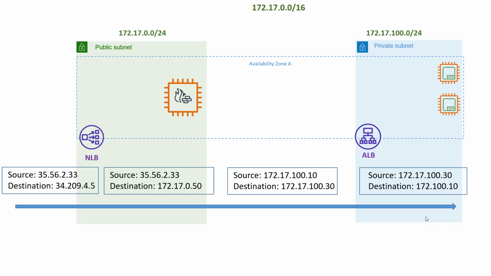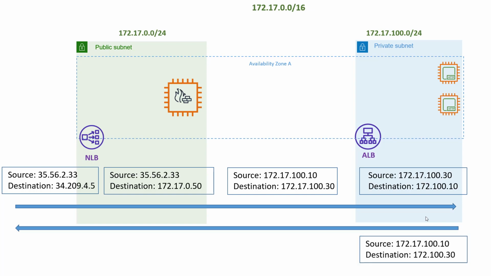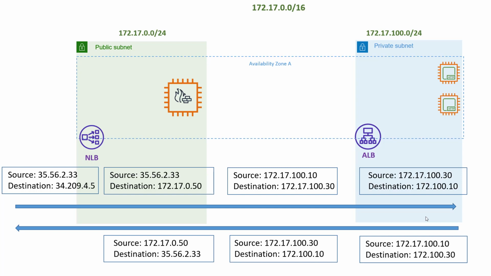Let's take a look at the return path. The packet leaves the web server, hits the ALB. The ALB sends it towards the trusted ENI of the firewall. The firewall changes the destination address back to the original internet destination IP address. The source is the untrusted ENI of the firewall, hits the ELB. The ELB does its thing and translates the addresses back to the original.